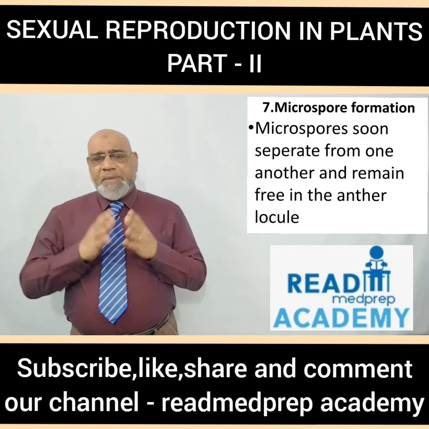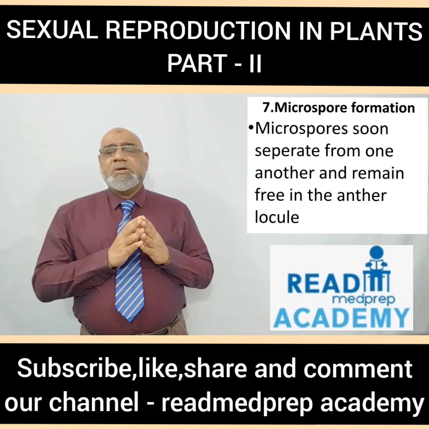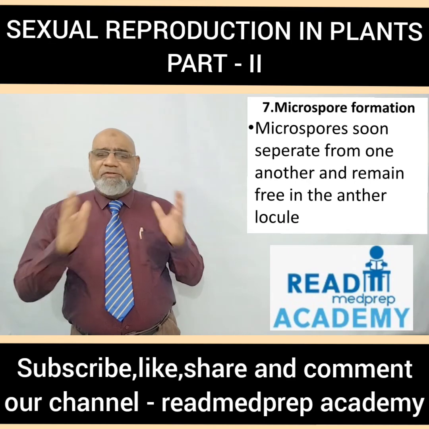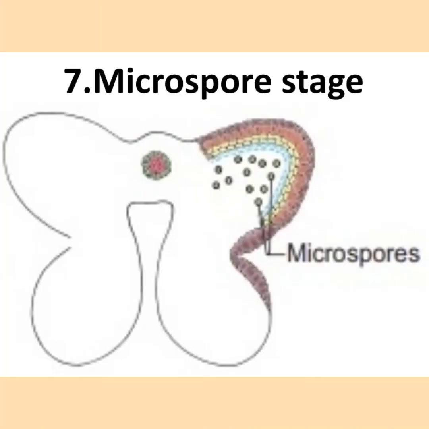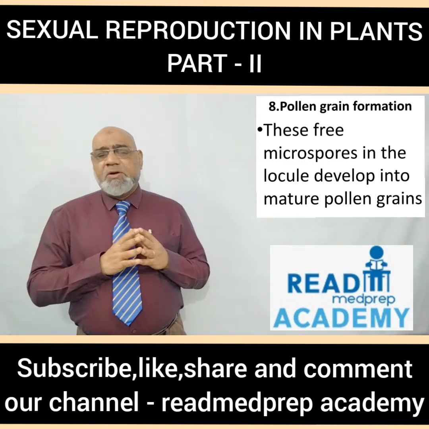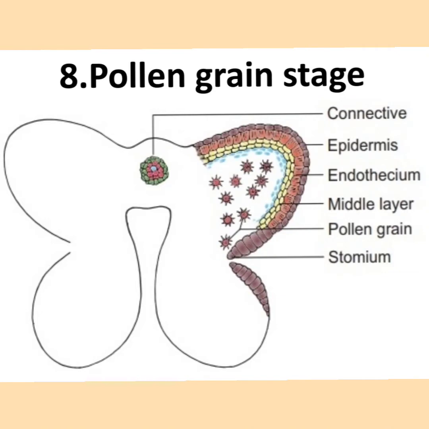Stage 7 is the microspore formation. The microspores soon separate from one another in the tetrads and remain free in the anther locule. Here you can see in this image the microspore tetrads separate and form the individual microspores. This is the microspore stage. Now, these microspores mature in the locule and develop into mature pollen grains. Here you can see the formation of the pollen grains within the anther cavity.